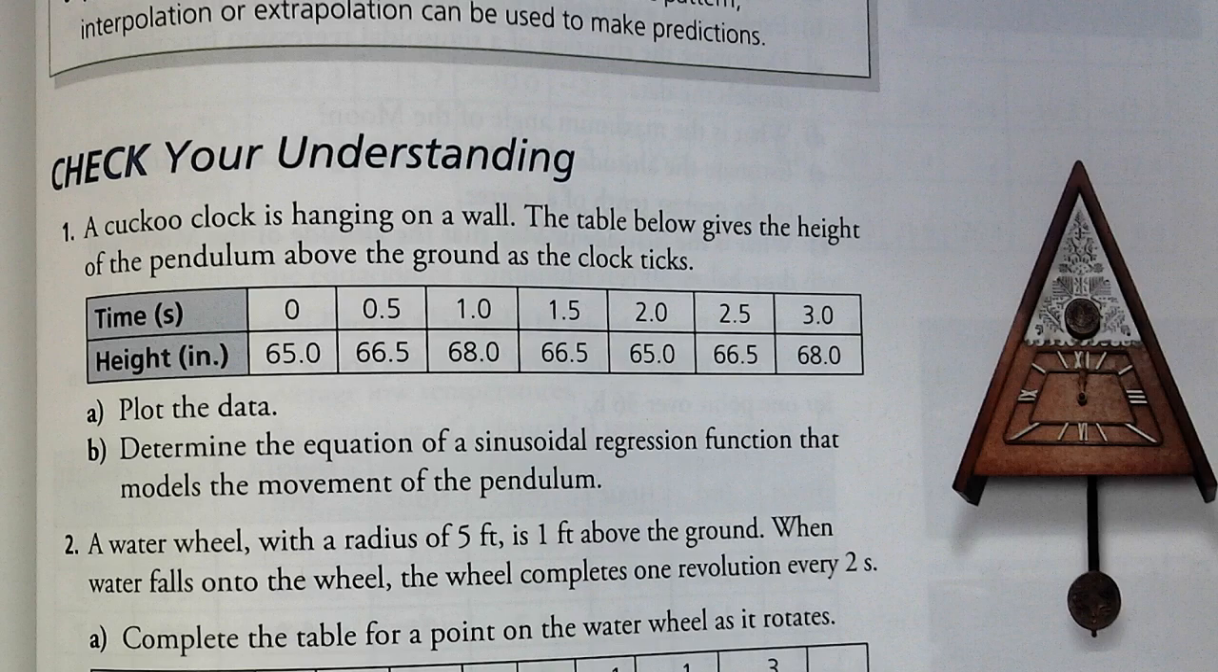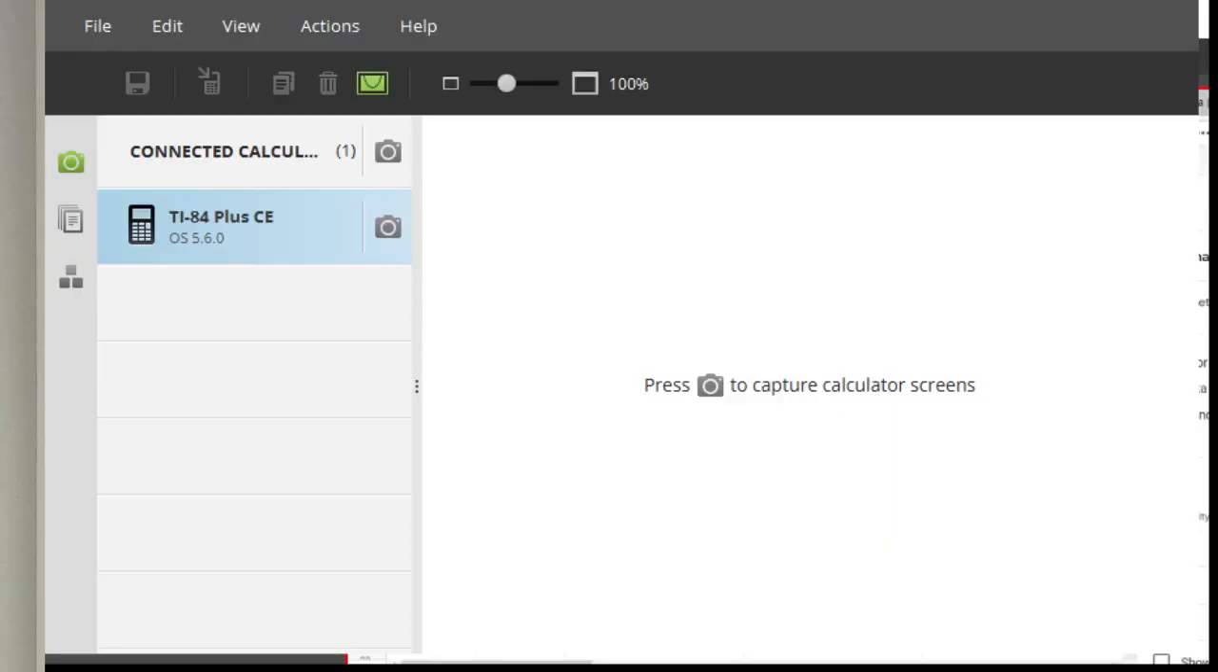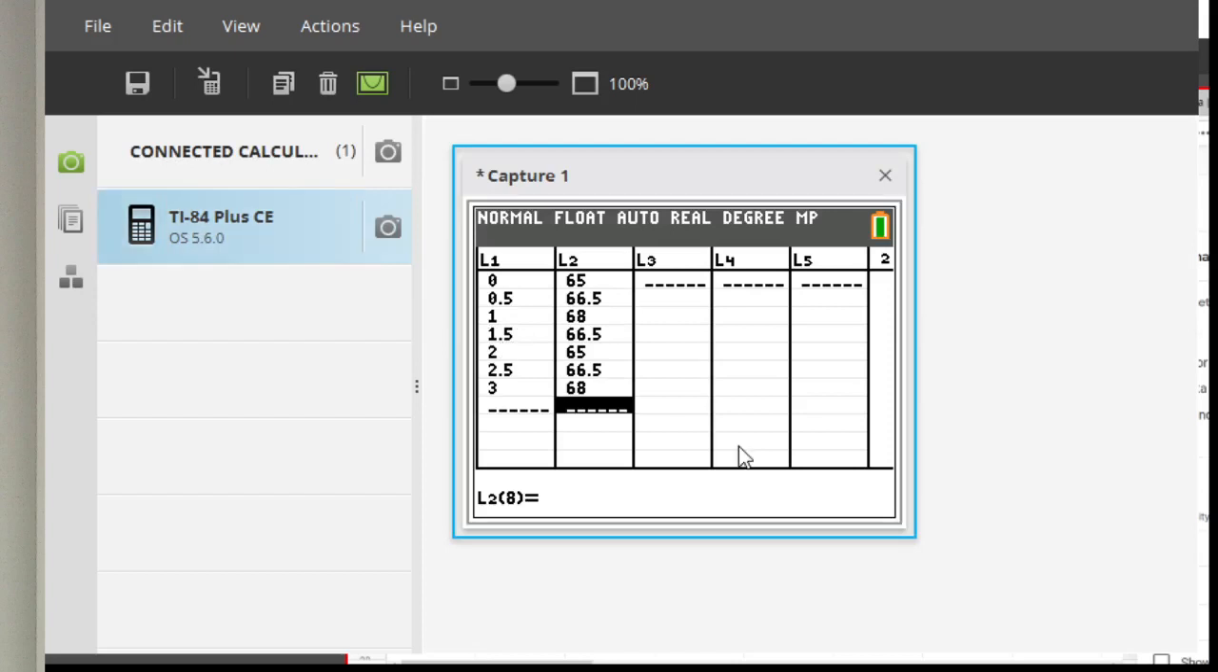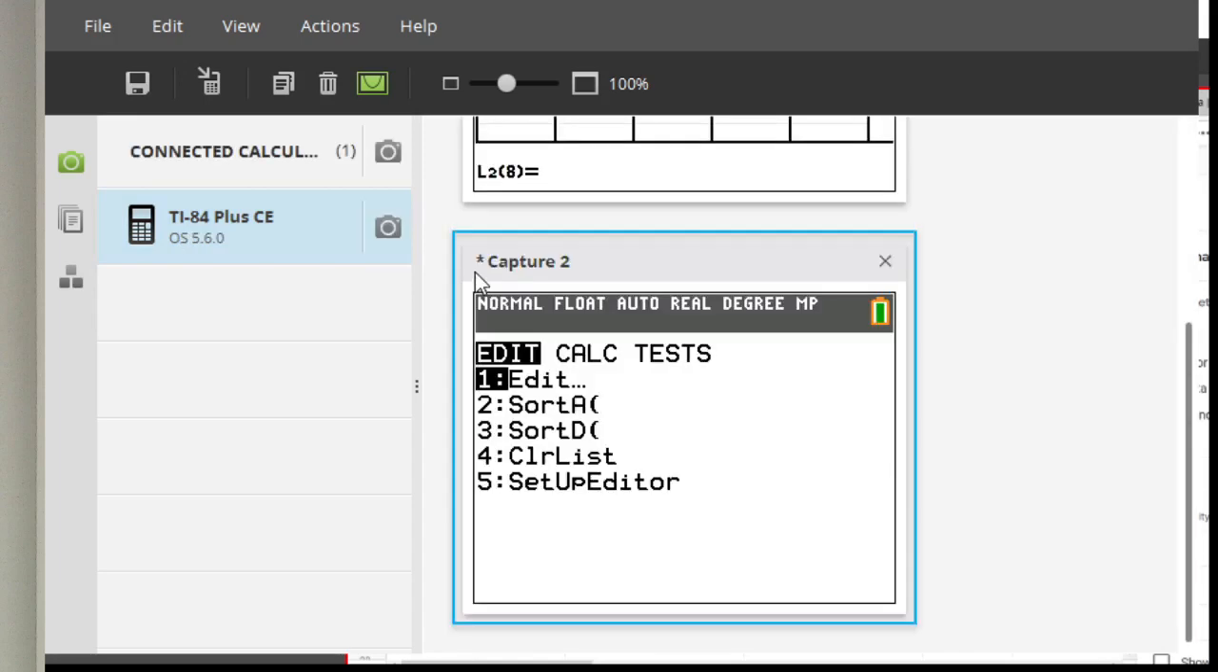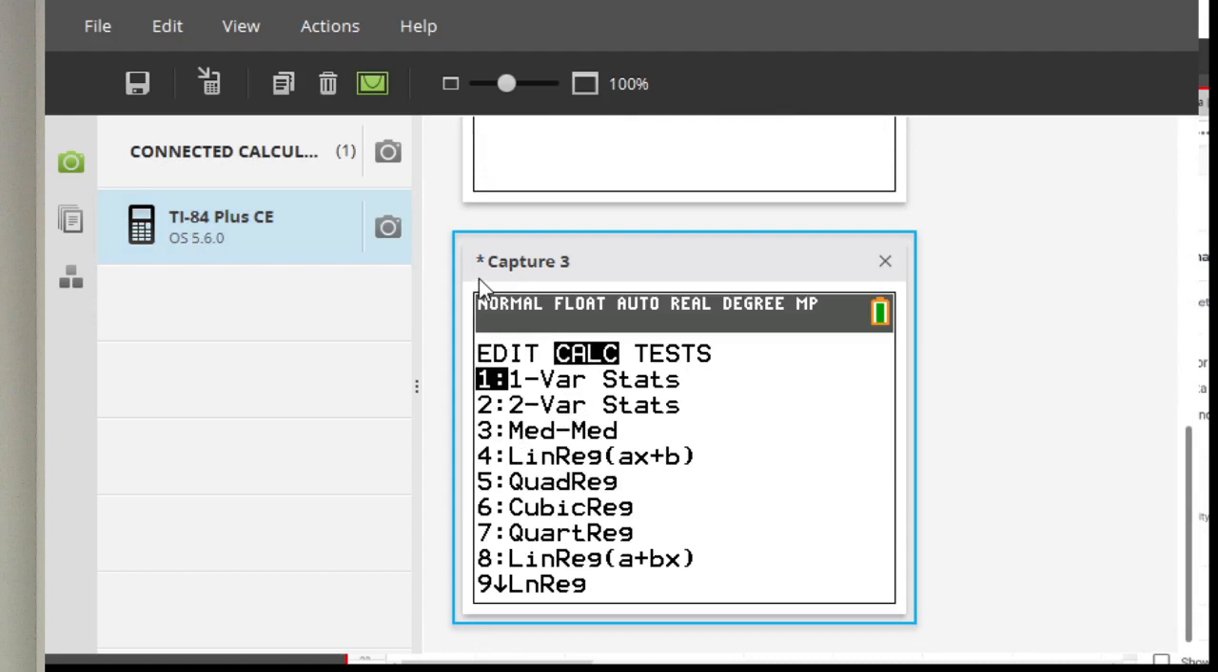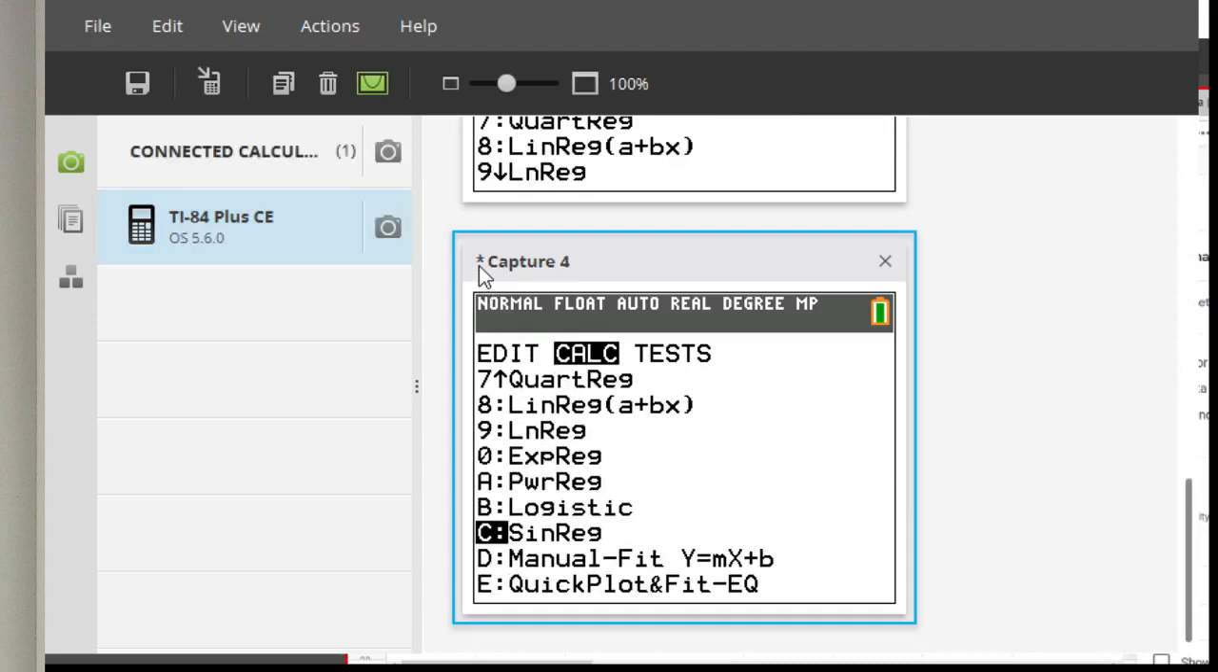Now, there are many software packages that can do sinusoidal regression. The Google Sheets spreadsheet is not one of them. So for this, we're going to go directly to the calculator. I start by entering our data into list 1 and list 2. Then I go to our stat menu and into the calc menu, and I scroll down until we find sinusoidal regression in option C.